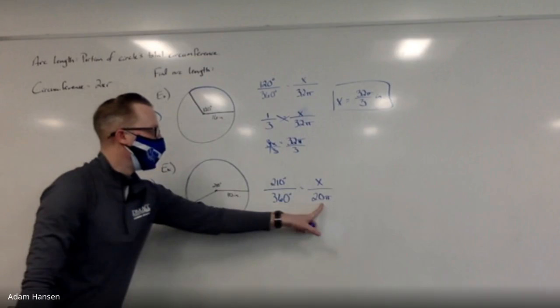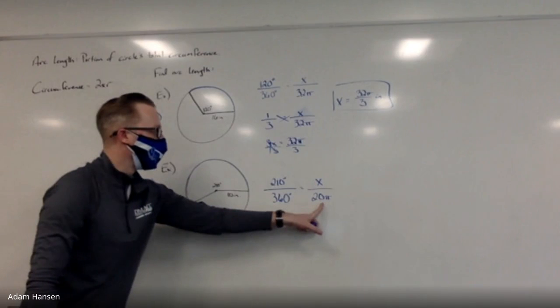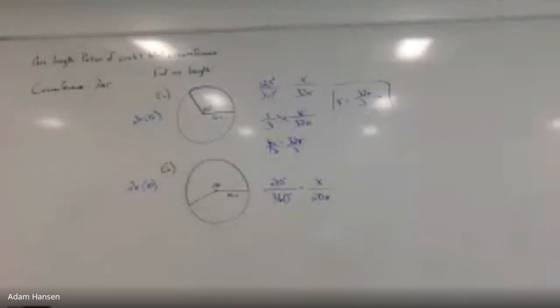The full circle would have a total circumference of 20 pi. So our arc of 210 degrees would have what length? What missing length? Like we did earlier, when I reduced down 120 over 360, what can I divide from 210 and 360 to make this proportion a little bit easier to solve? What reduces from 210 and 360?